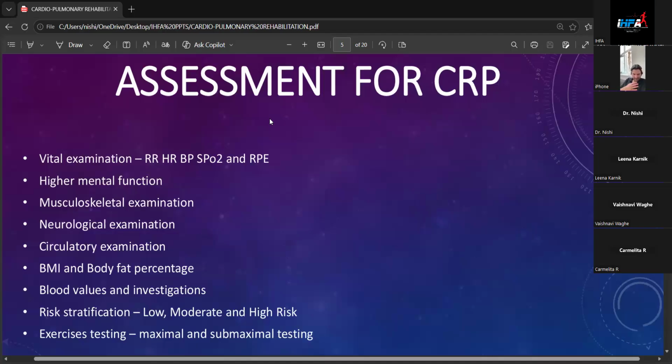Very important. If the patient has had a myocardial infarction, the first thing you have to check is their cardiac biomarkers. Why are cardiac biomarkers important for a physiotherapist to see? What are cardiac biomarkers, first of all?